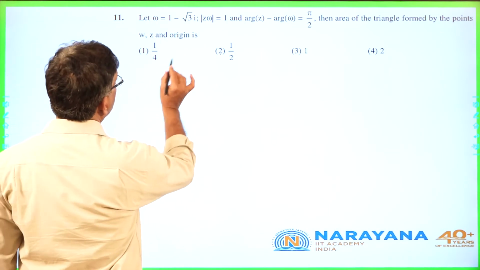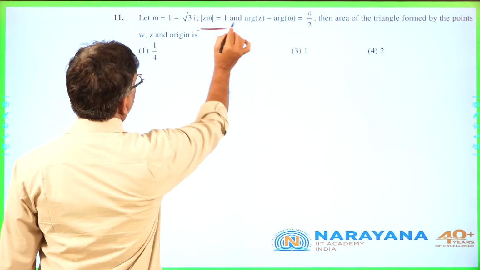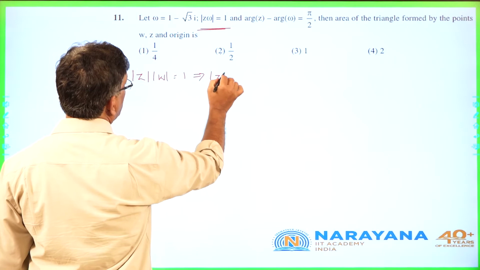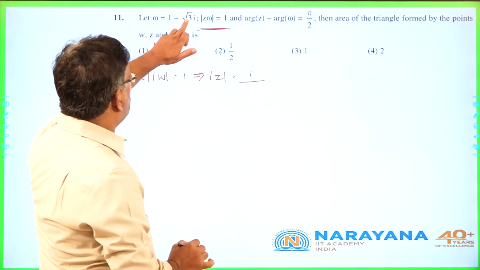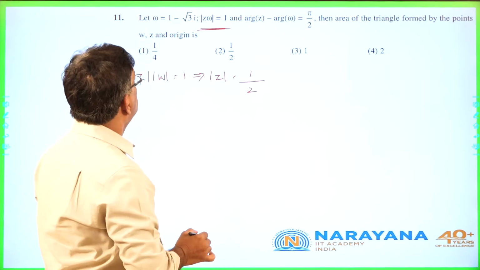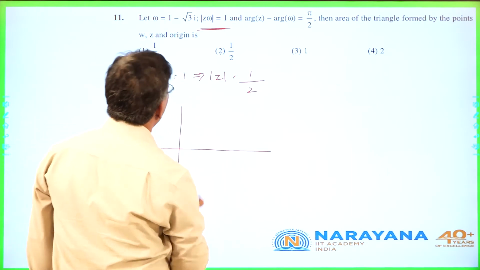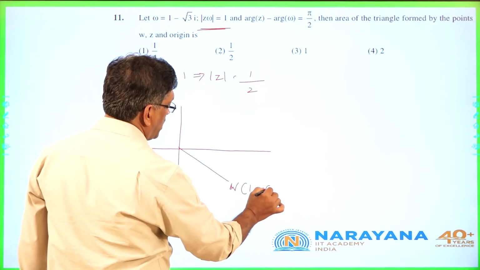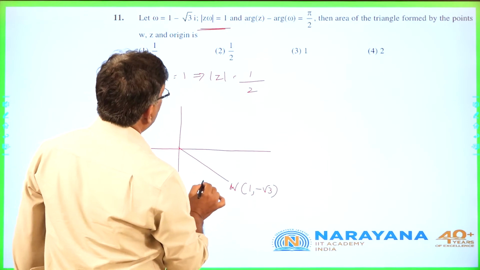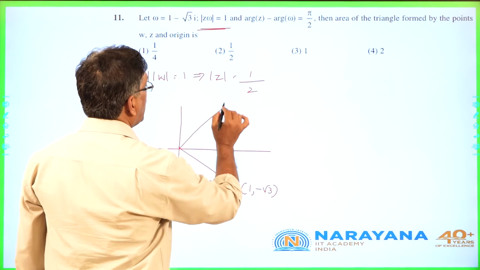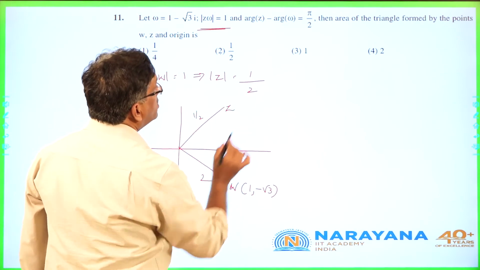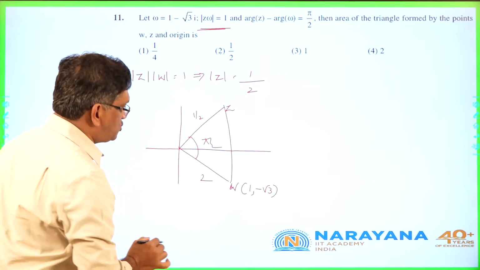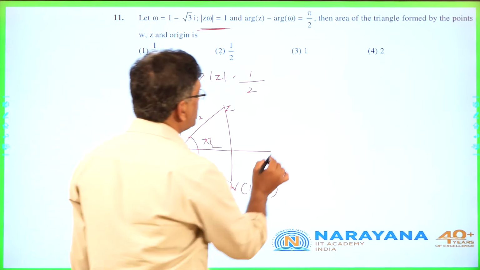Let w be equal to this one. Mod z into mod w equals 1. You mean mod z equal to 1 by mod w, which is 1 by 2. So, if you try to draw the diagram, roughly I am saying, it is W at 1 comma minus root 3, whose length is 2 units, and this is 1 by 2, Z, I don't know, and the angle between these two is pi by 2. That means it is a right angle triangle.